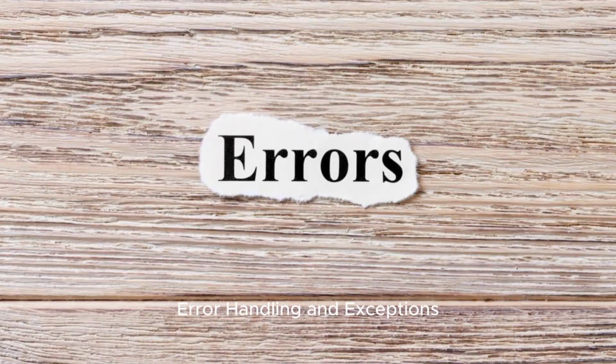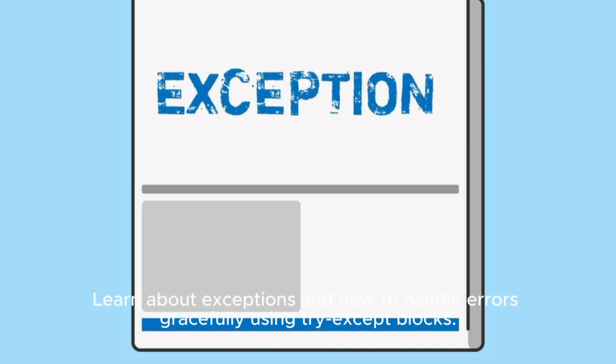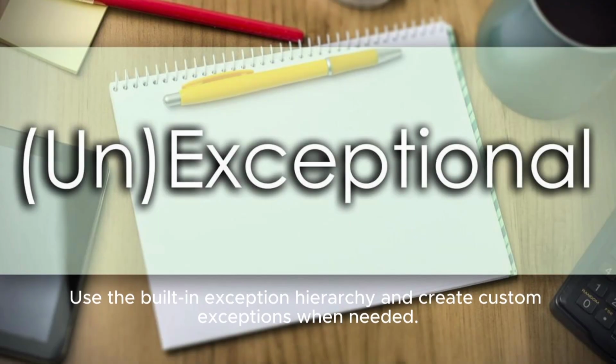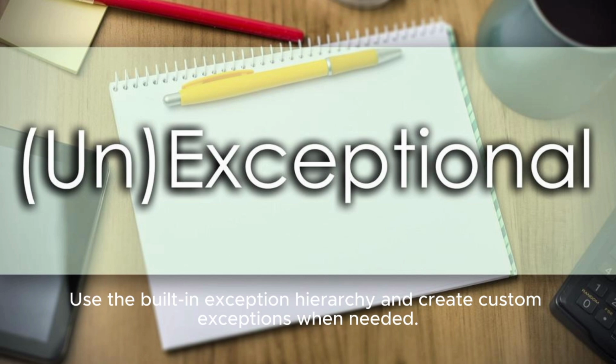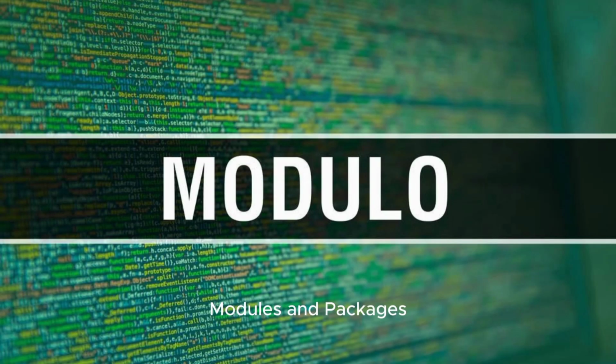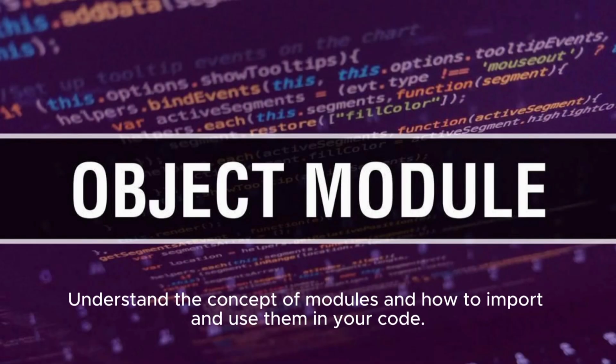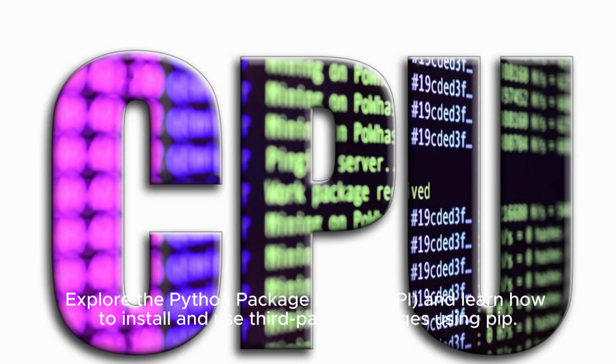Error handling and exceptions. Learn about exceptions and how to handle errors gracefully using try-except blocks. Use the built-in exception hierarchy and create custom exceptions when needed. Modules and packages. Understand the concept of modules and how to import and use them in your code. Explore the Python Package Index, PyPI, and learn how to install and use third-party packages using pip.